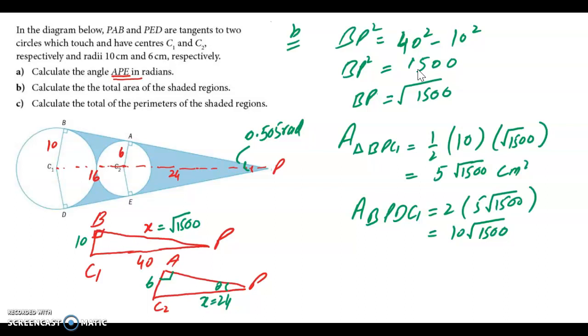And now from here, because we know the area of the kite, we need to know the area of the smaller circle. The area of a circle is pi times r squared. Since r is 6 here, this is 36 pi. And from this region we need to subtract the smaller circle area and the area of the sector to figure out the shaded region.